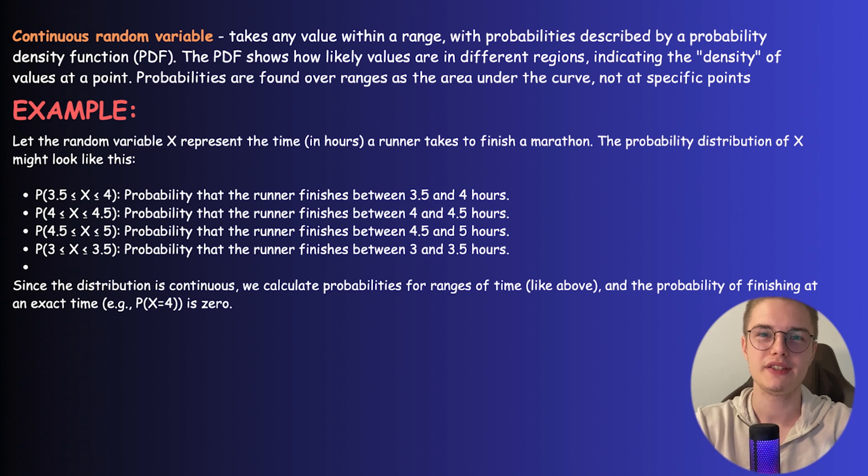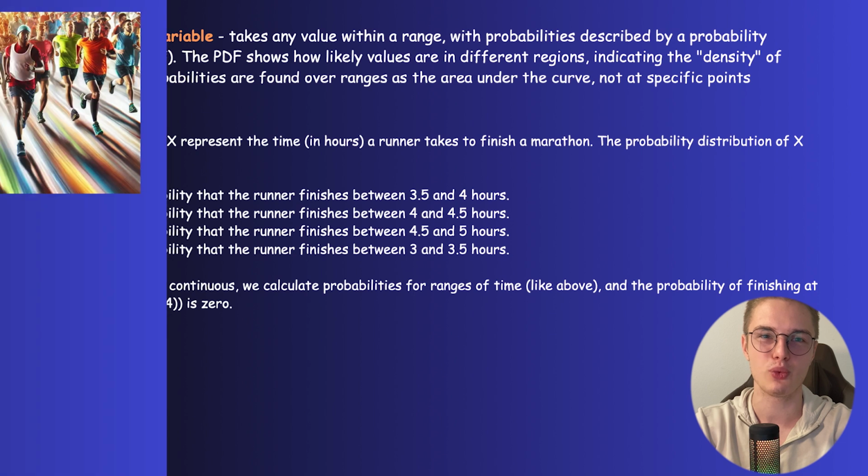Since the distribution is continuous, the probability of finishing at an exact time such as P(X=4) is 0 because individual points have no area. This highlights the unique property of continuous distributions. Probabilities exist only over intervals, as the total area under the PDF curve sums up to 1.